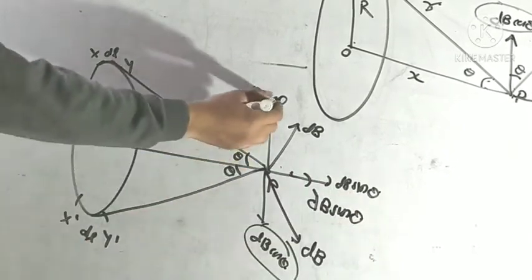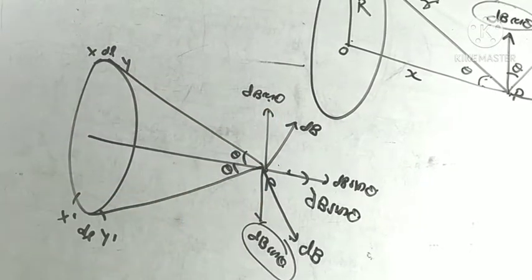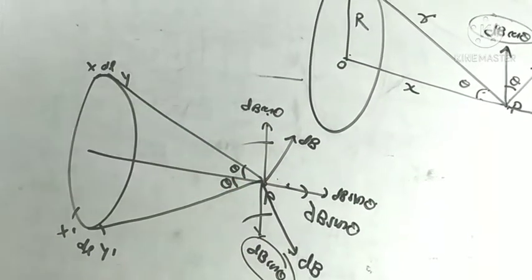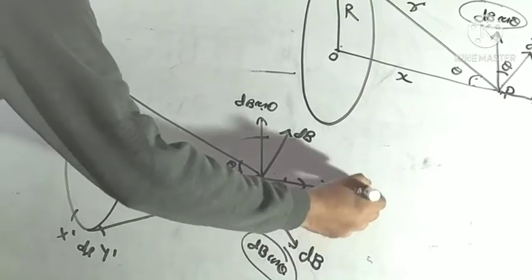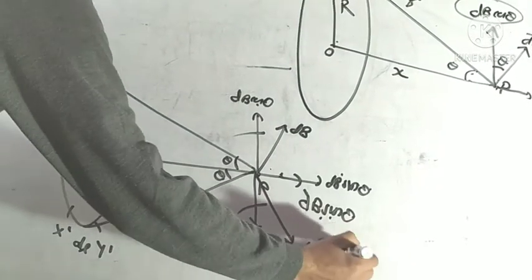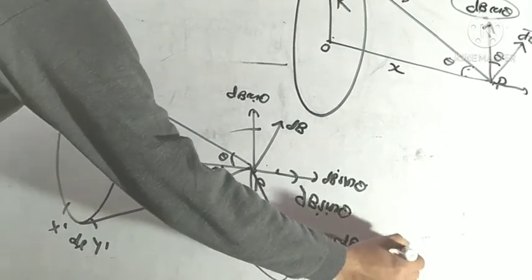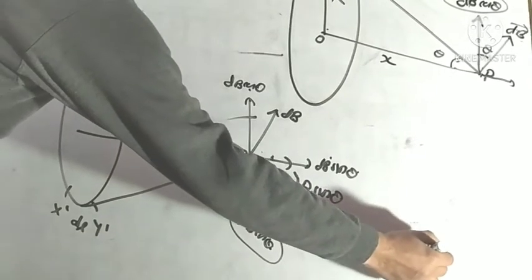The dB cos theta components are the same in magnitude but opposite in direction, so they cancel each other. Only the other component is added, that is, dB sin theta plus dB sin theta.